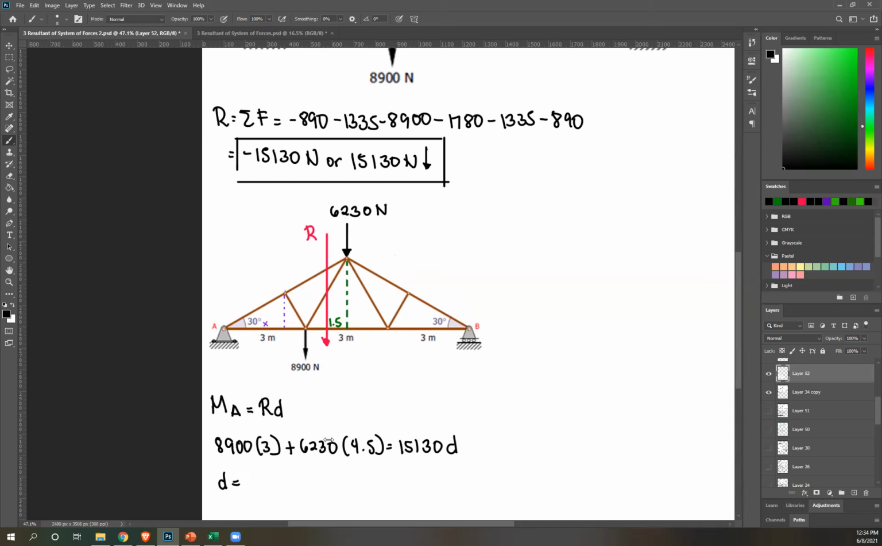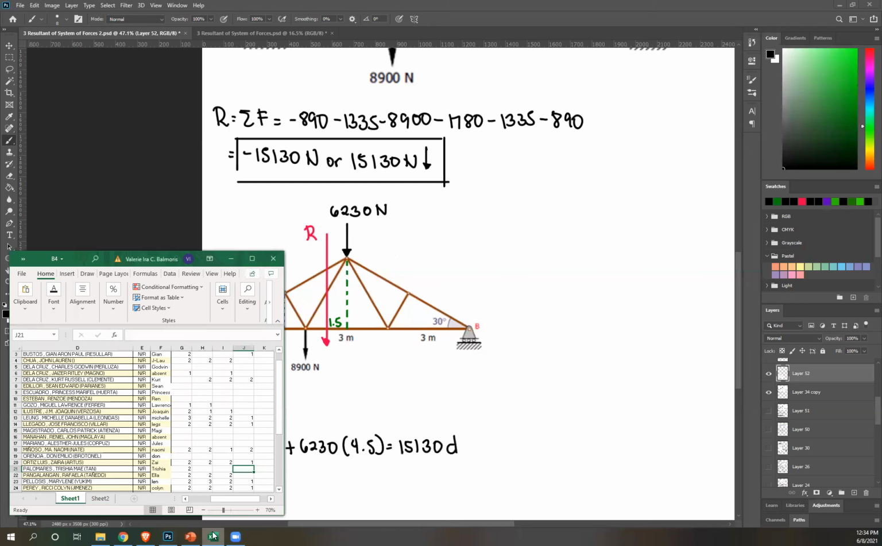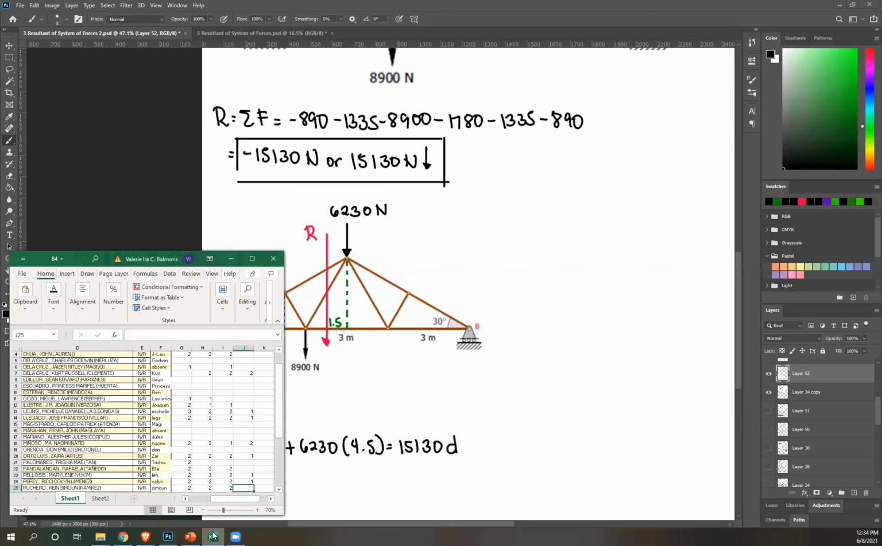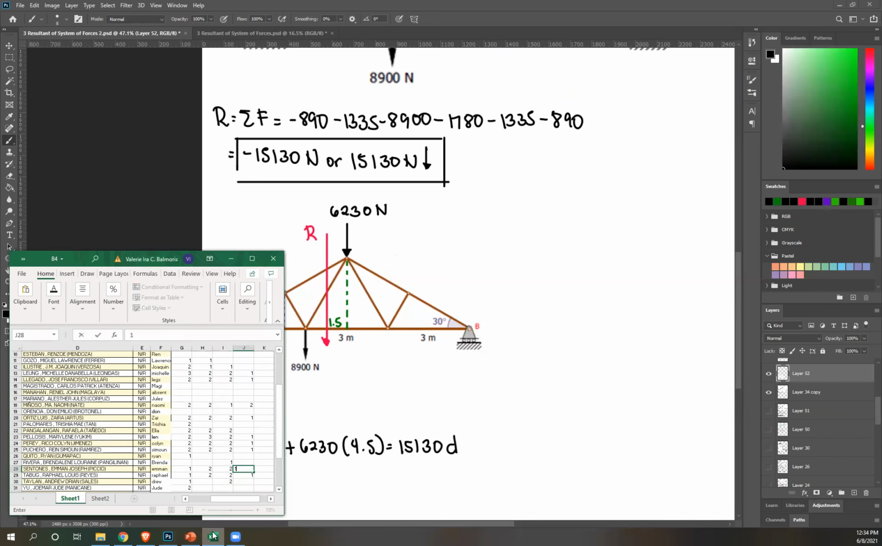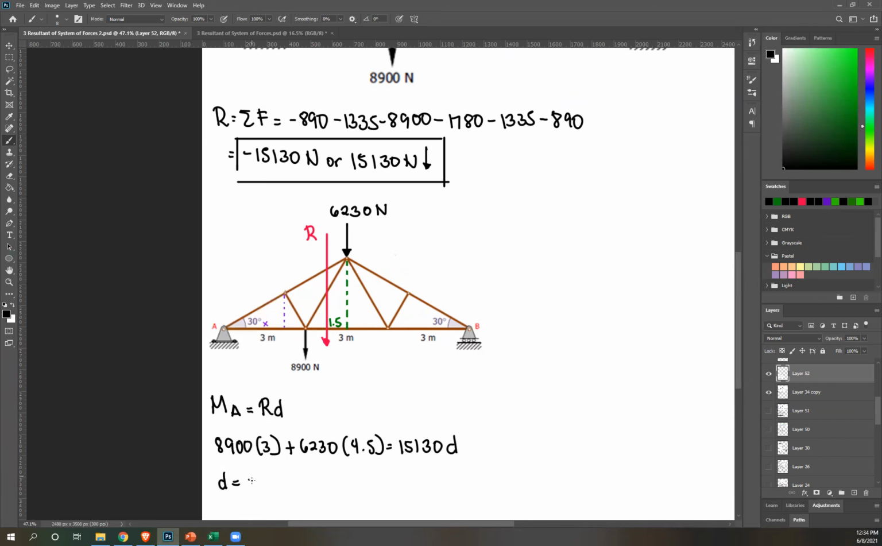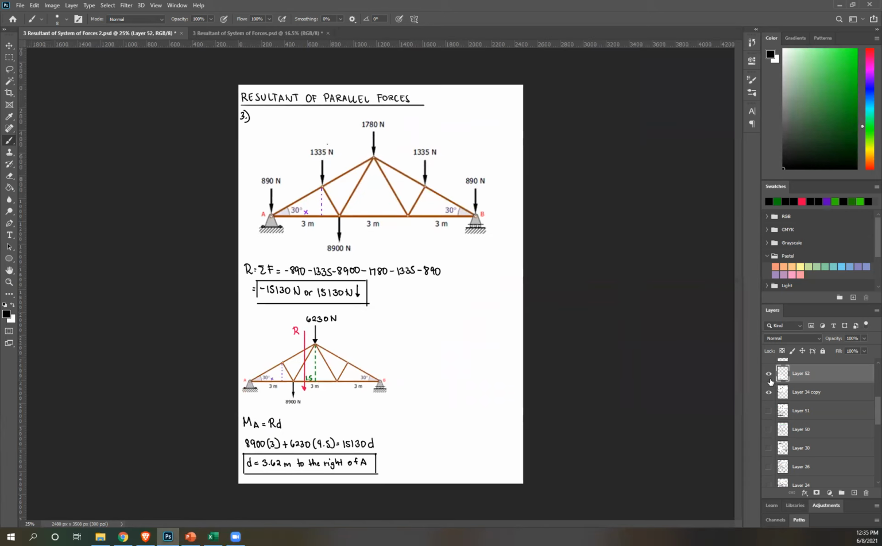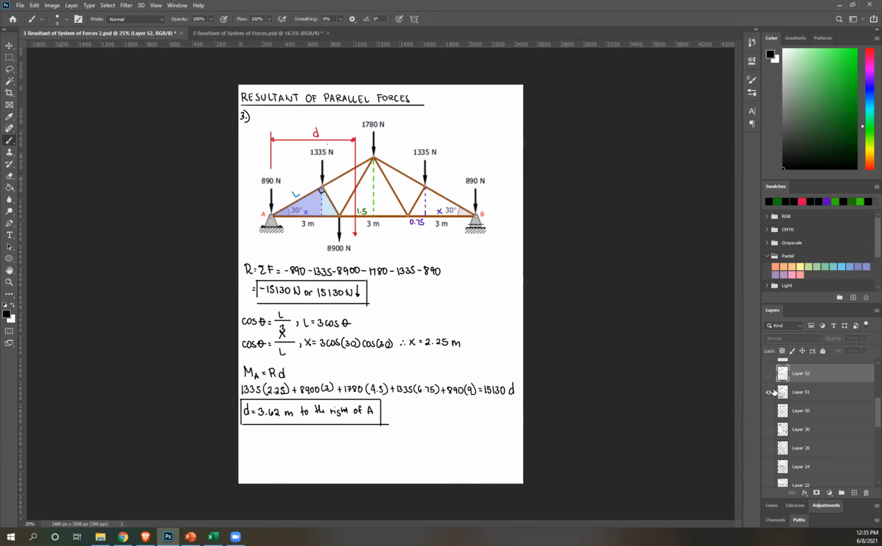It's 3.62 again. So correct Rain, Simon, and Eman. Right. 3.62, positive, correct assumption, it's to the right. To the right. Okay. As you can see, we got the same answer as before, but one solution is shorter than the other.